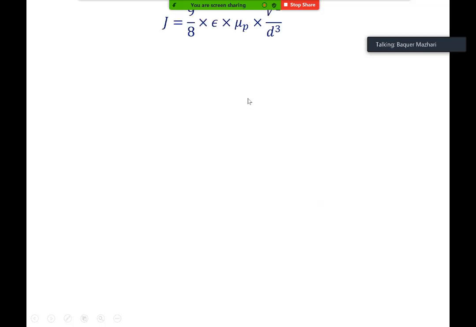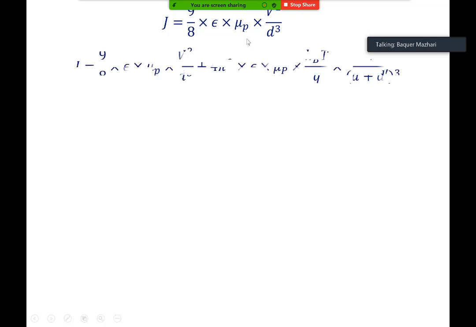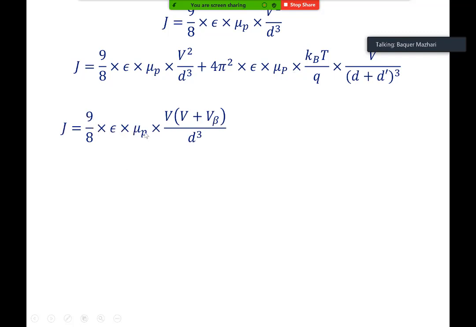So what we suggest is that this standard Mott-Gurney expression should be modified to this kind of an expression. There is this particular term, but then there is this additional ohmic term, which can be modeled with an expression that we just looked at, with V divided by (D plus D dash) cubed. And we can combine these two terms together into a more compact term, which is 9/8 epsilon mu p V times (V plus V beta) by D cubed, where V beta is an additional term, which we can write in this particular form.